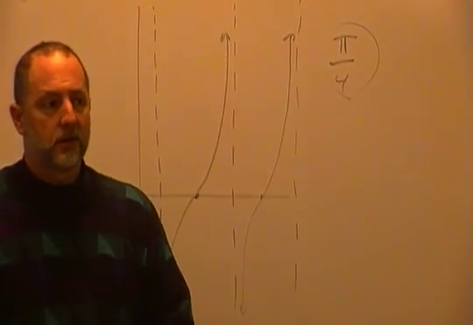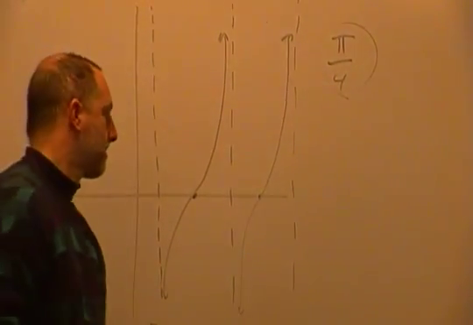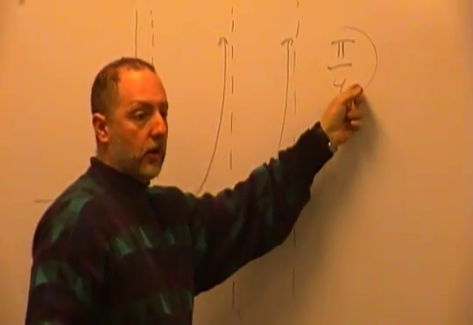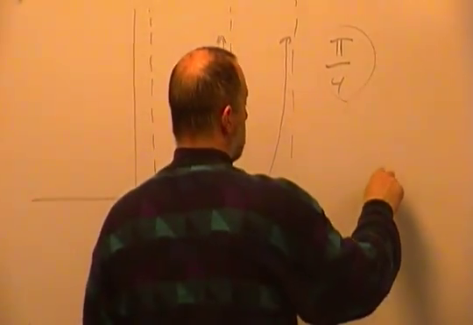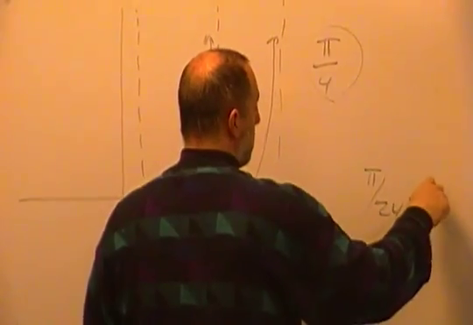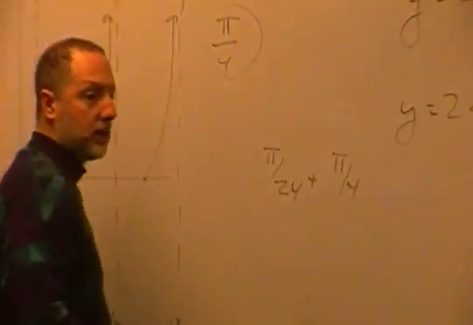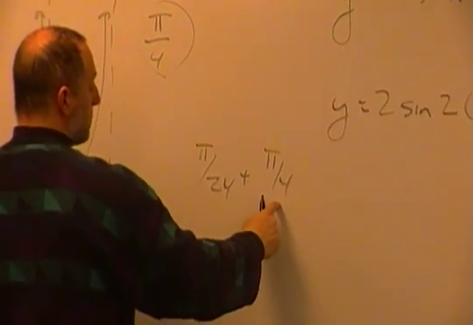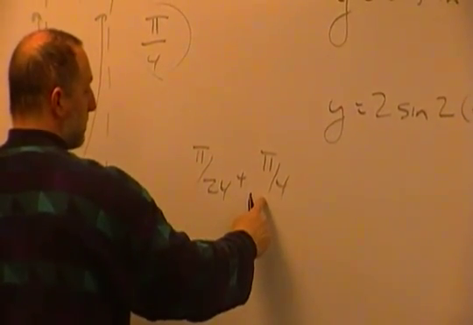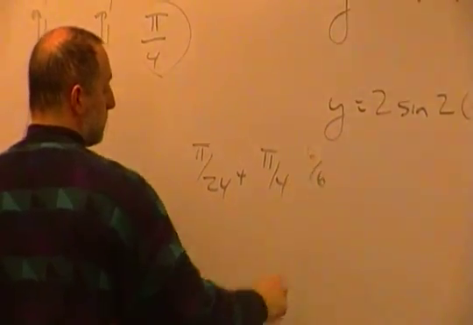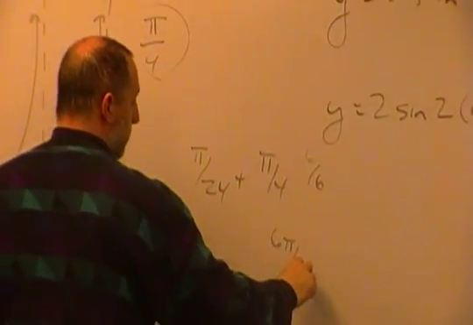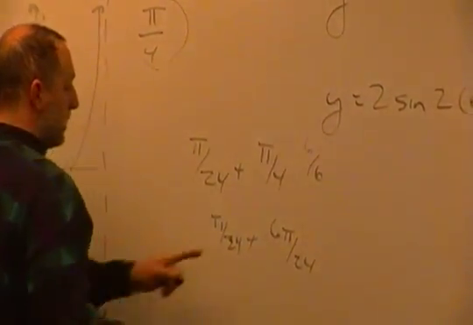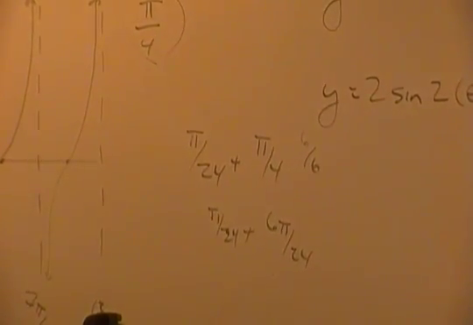How's the next one 7 pi over 24? Good question. We decided that our period was pi over 4. So our first asymptote is pi over 24, and we're going to add pi over 4 to it to get the next asymptote. For pi over 4, we need a common denominator, so we multiply by 6 over 6. That gives me 6 pi over 24 plus pi over 24. 6 pi and pi is 7 pi.